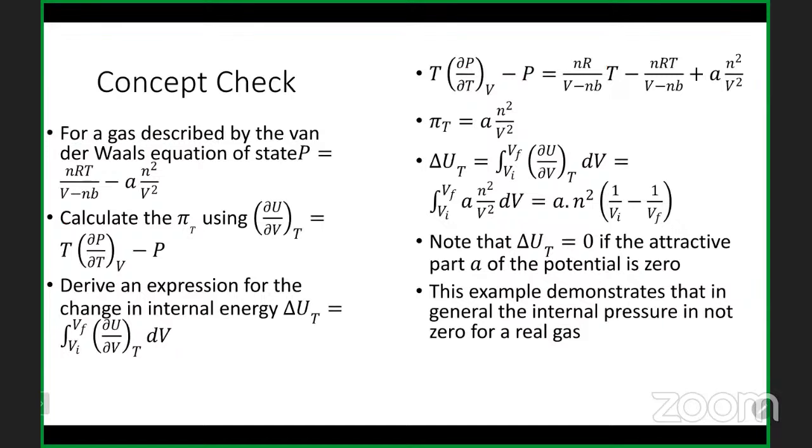And that's pi T for an ideal gas, which is 0. Let's see what it is for a van der Waals gas. The equation of state is given as that. There are two questions here. Calculate pi T using that expression from the third law, and then derive an expression for the change in internal energy. Okay, so let's look at pi T.